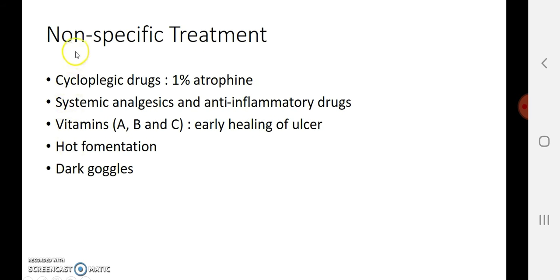Now, how do you treat a case of Acanthamoeba keratitis? Non-specific treatment includes cycloplegic drugs like 1% atropine. Systemic analgesics and anti-inflammatory drugs can be given. For example, drugs like paracetamol. Vitamin supplementation like vitamin A, B complex and C can be given for early healing of ulcer. Hot fomentation can be done and dark goggles can be prescribed to the patient.